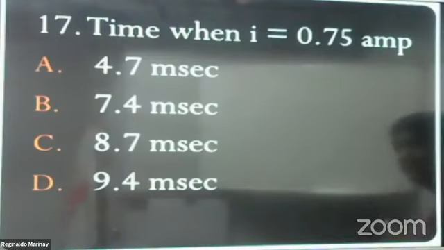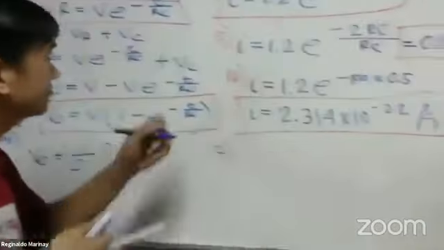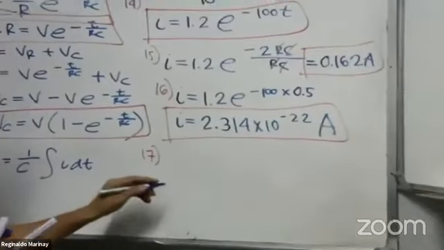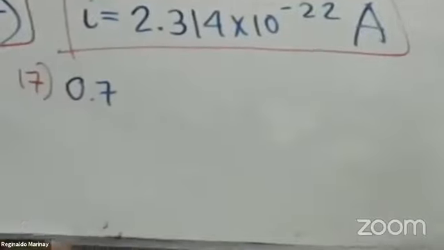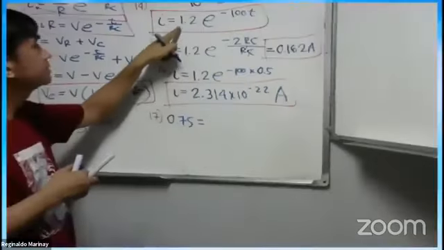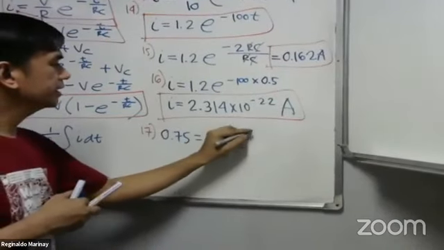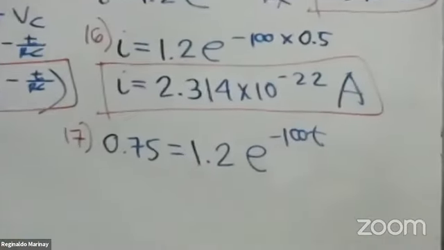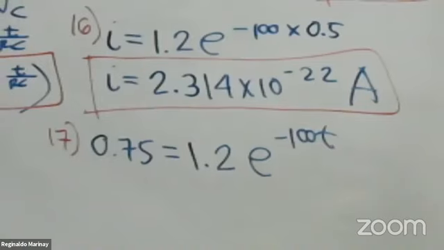Number 17, time when current is 0.75 ampere. Same as before, the process is easy. So, time. Okay, so our current is 0.75 ampere. From this formula, 1.2 e raised to negative 100t. Okay? Shift solve in your calculator. So what will be the value for number 17? What letter is it?